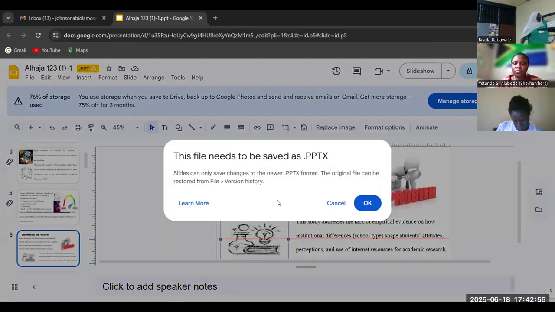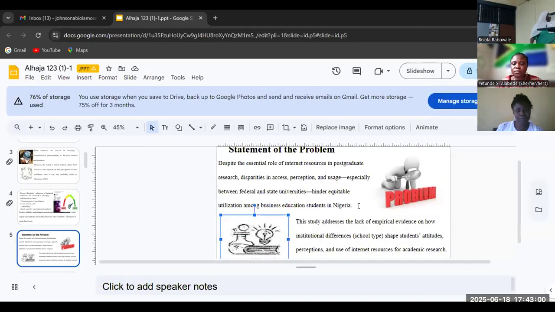This study addresses the lack of empirical evidence. When I was doing this study, I found out that the study is new in my field. In my field, most people study the evaluation of curriculum in entrepreneurship, so the study is somehow new in my field. So the empirical evidence is not that there.